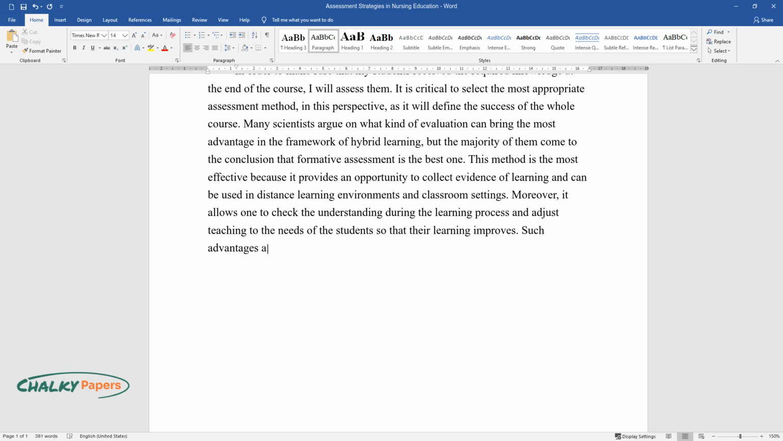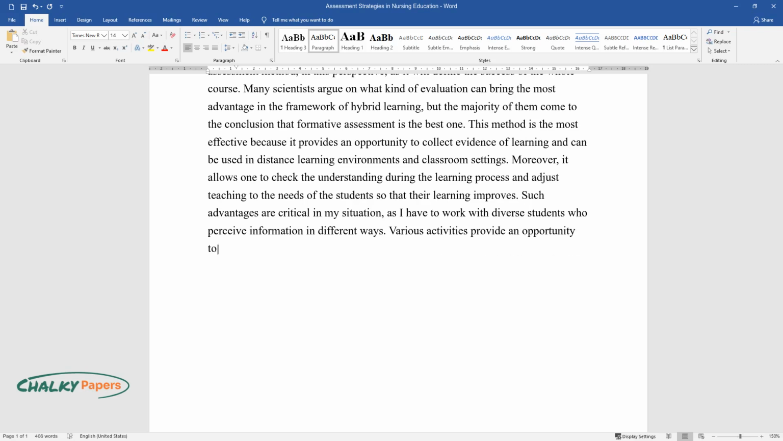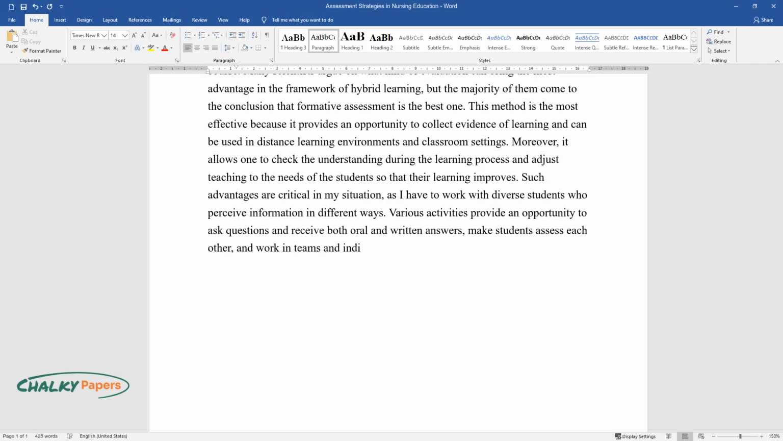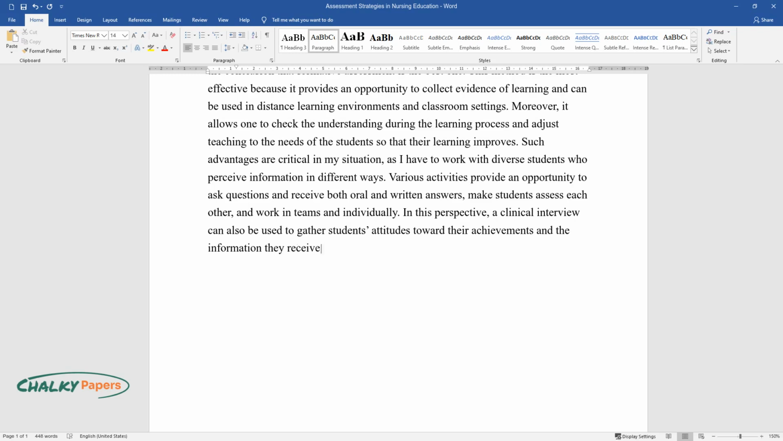Such advantages are critical in my situation, as I have to work with diverse students who perceive information in different ways. Various activities provide an opportunity to ask questions and receive both oral and written answers, make students assess each other, and work in teams and individually. In this perspective, a clinical interview can also be used to gather students' attitudes toward their achievements and the information they receive during the course.